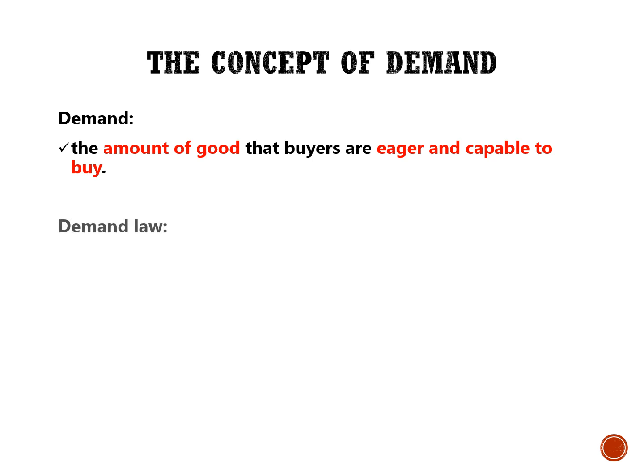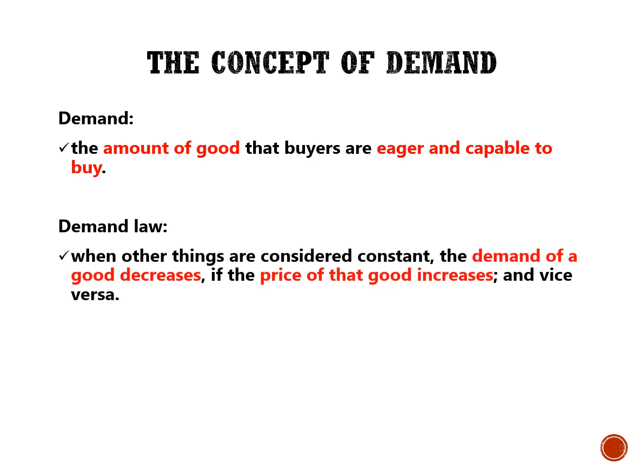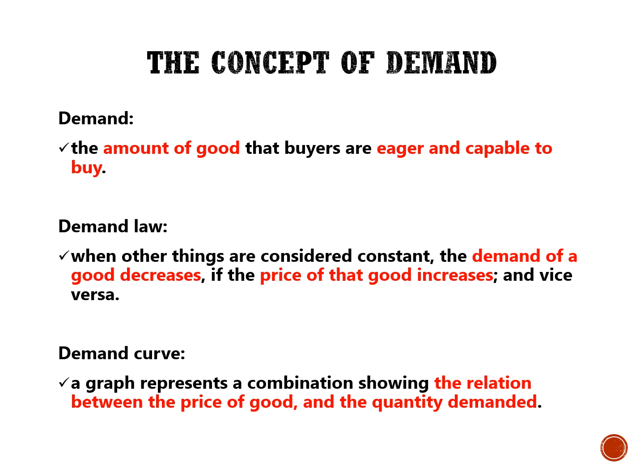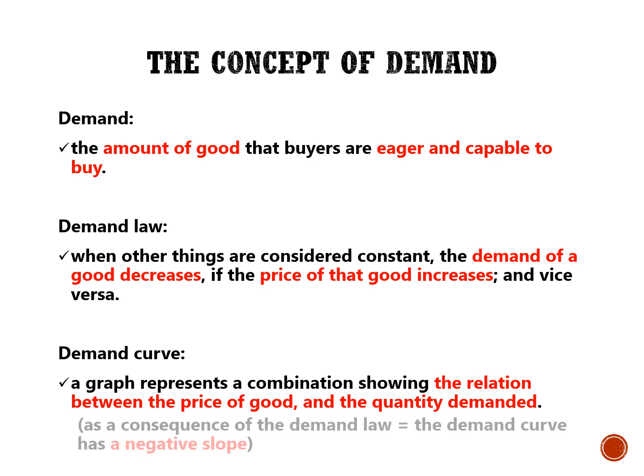Meanwhile, the law of demand states that, when other things are considered constant, the demand for a good decreases if the price of that good increases, and vice versa. A demand curve is a graph that represents a combination showing the relation between the price of a good and the quantity demanded. And as a consequence of the law of demand, the demand curve has a negative slope.